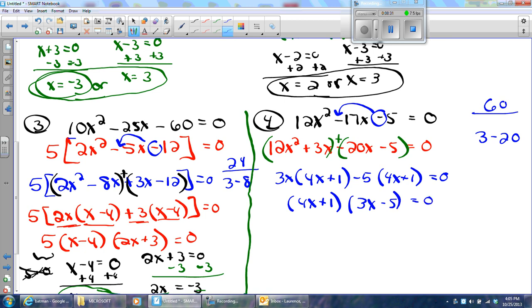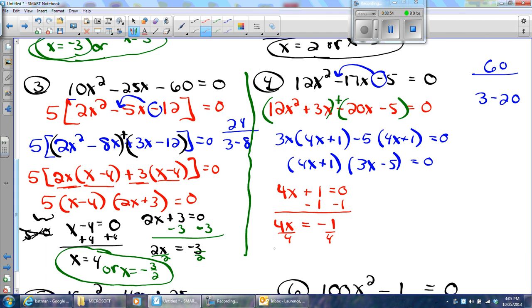That'll equal 0. Now this will be a great example of why you can't just know the answer. It's not like negative 1. Negative 1 will not work. 4x plus 1 equals 0. I will solve for x. Divide by 4. So x will equal negative 1/4.